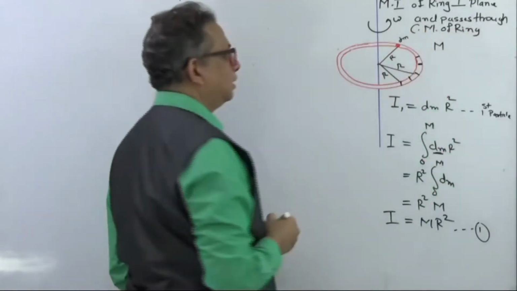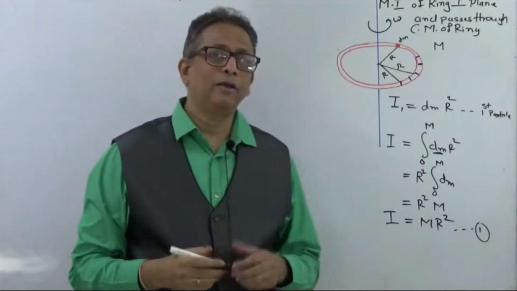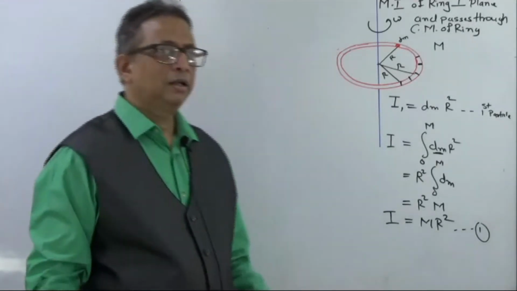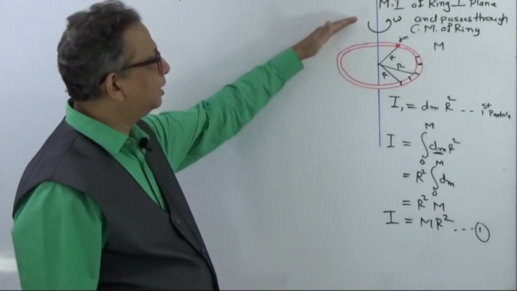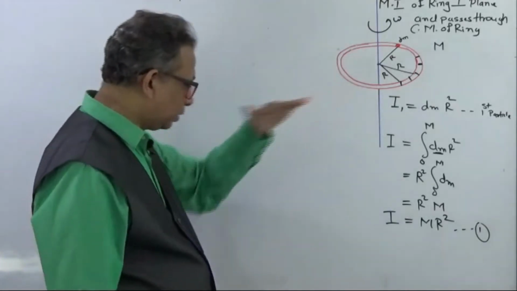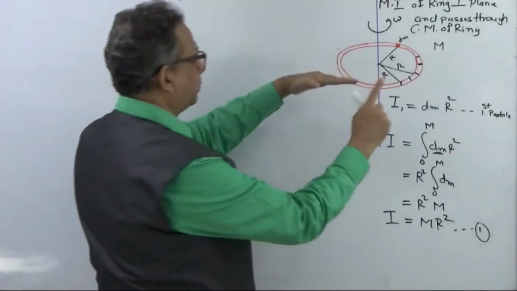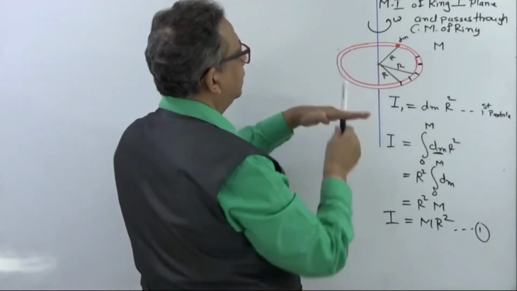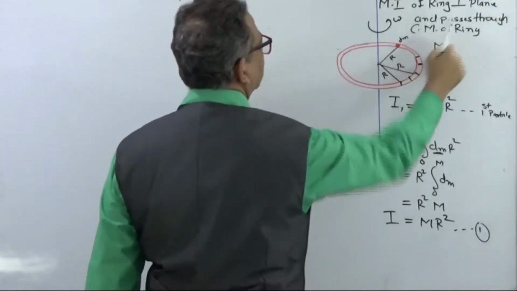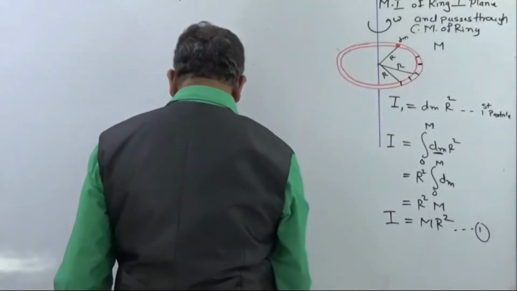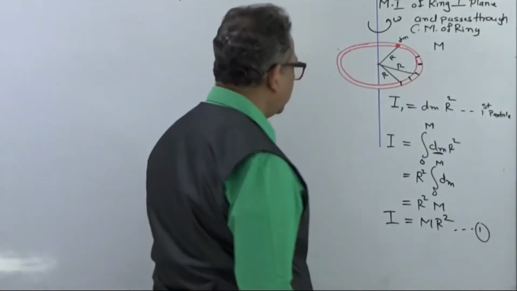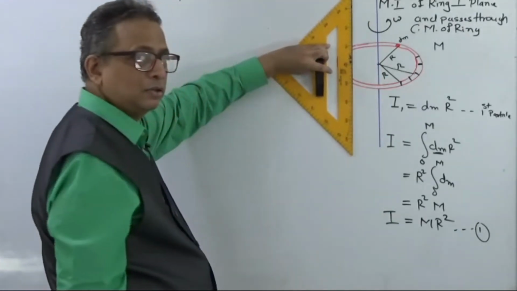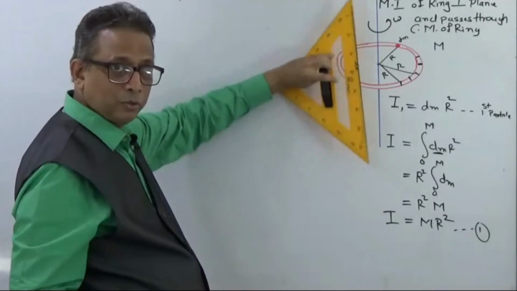Why this description? Because as I have said, any object can have infinite moments of inertia, correct? So here this moment of inertia is a description. It is perpendicular to the plane, that means this axis is perpendicular to the plane of that ring. Second, this axis is passing through the center of mass of the ring. I can have a moment of inertia at an offset point also, a new axis. So in that case that moment of inertia is going to be different.